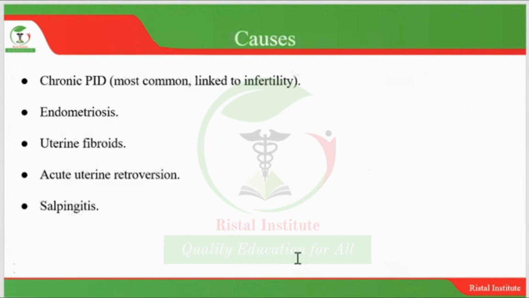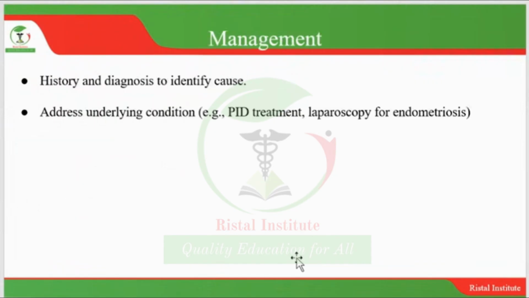Causes: chronic PID, most commonly linked to infertility. Endometriosis, uterine fibroids, acute uterine retroversion, then salpingitis. So these are the major causes of this secondary dysmenorrhea, especially if the woman is already at the age of 30 and above. So management, history and diagnosis should be done to identify the cause. Then address the underlying condition, for example, PID treatment, laparoscopy for endometriosis.